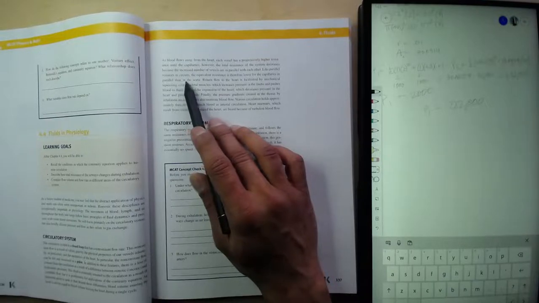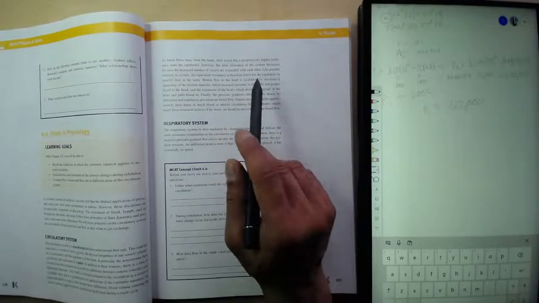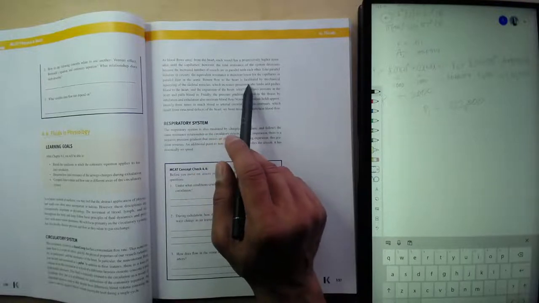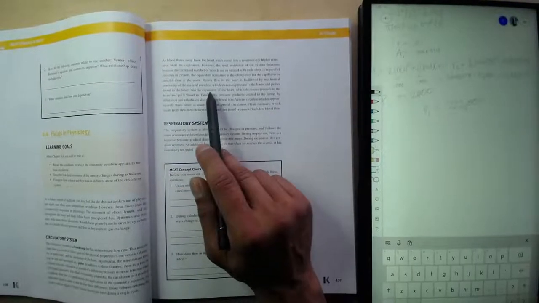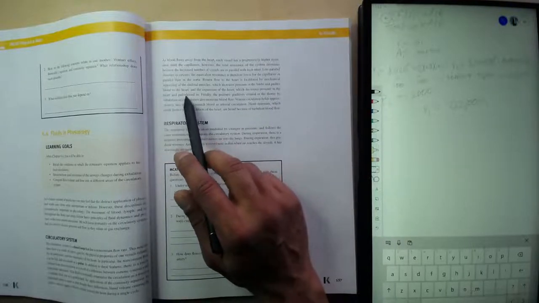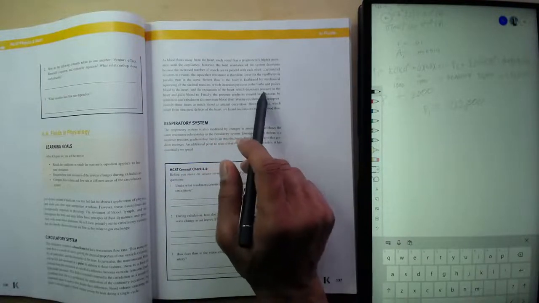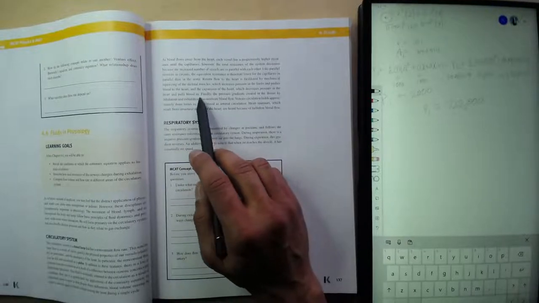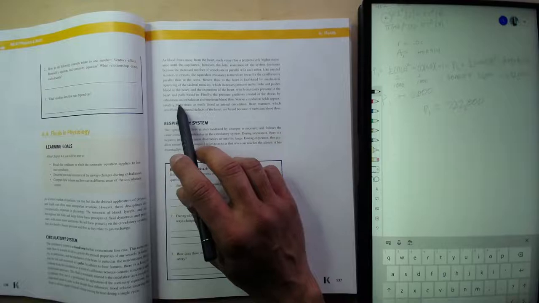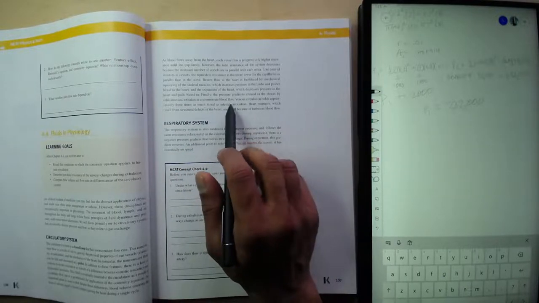Like parallel resistors in a circuit, the equivalent resistance is therefore lower for the capillaries in parallel than for the aorta. Return flow to the heart is facilitated by mechanical squeezing of the skeletal muscles, which increases pressure in the limbs and pushes blood to the heart, and by the expansion of the heart, which decreases pressure in the heart and pulls blood in. Finally, the pressure gradients created in the thorax by inhalation and exhalation also motivate blood flow.